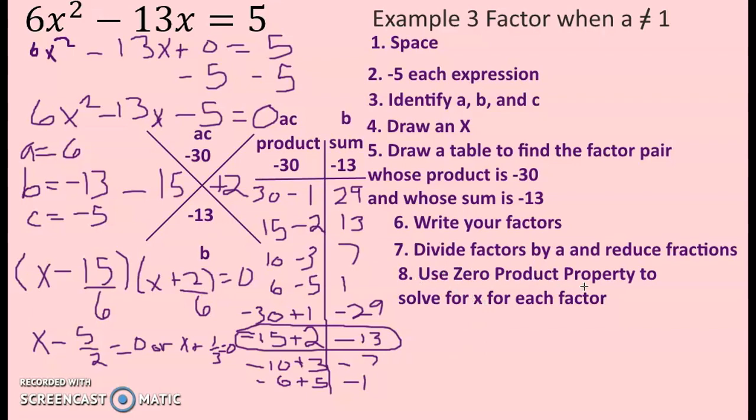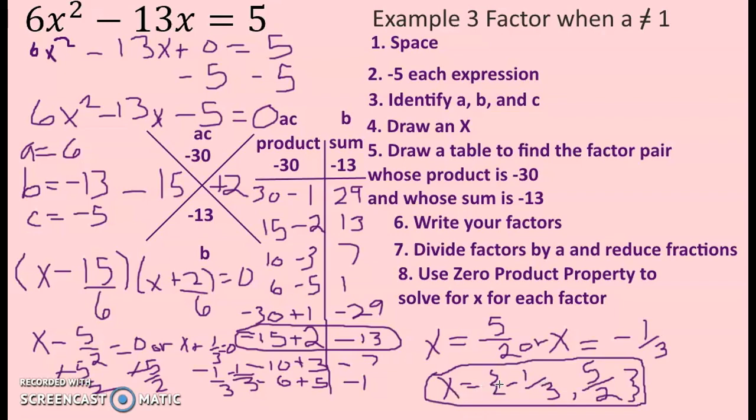Now let's use the zero product property to solve for X for each factor. Add 5 halves to each expression, so we have X equals 5 halves. For the other equation, we subtract 1/3 from each side, each expression. So we have X equals negative 1/3. These are our two solutions: X equals negative 1/3 and 5 halves.